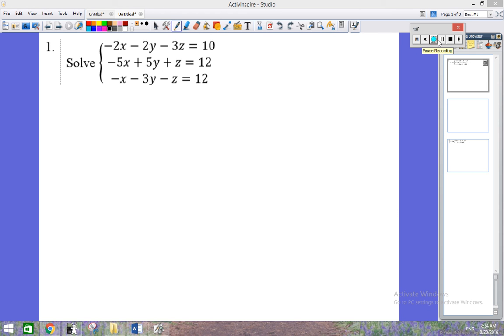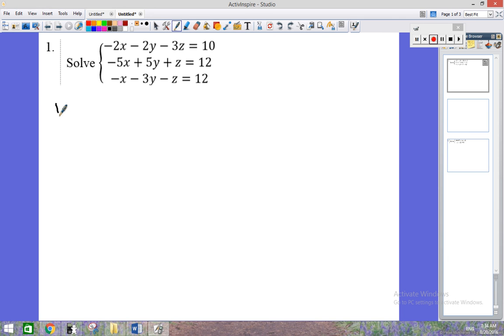We have in this problem number one, three equations and three unknowns. We refer to this as a system of linear equations. It's in three-dimensional space, and we are looking to see if we can find a point of intersection where these three lines intersect each other. The method that we will use is referred to as method of elimination.